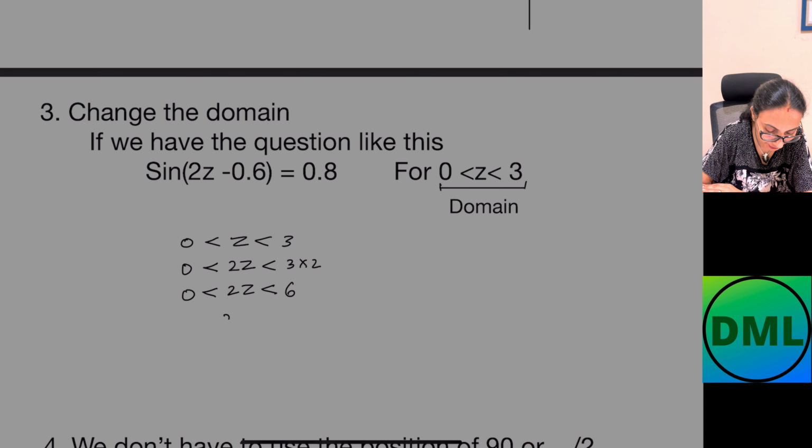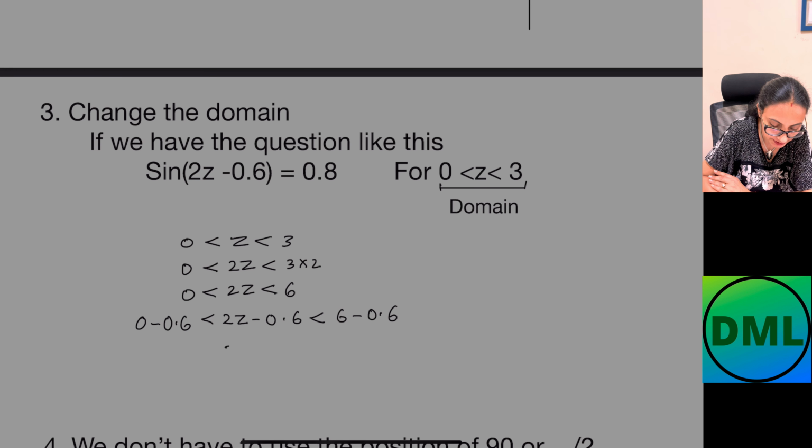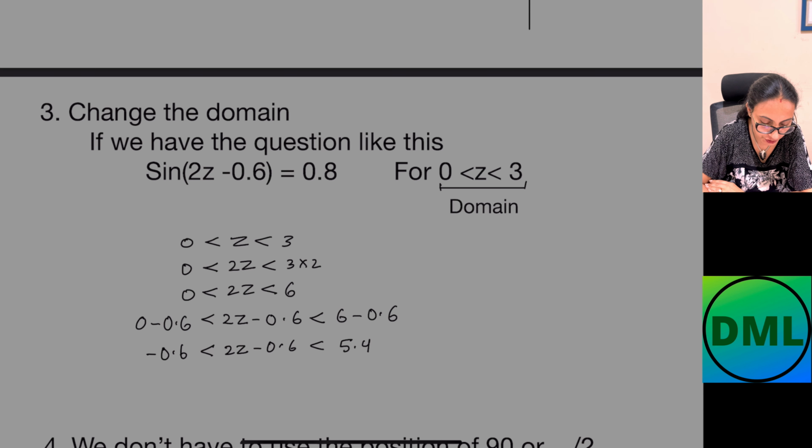We have to write down the value for 2z minus 0.6. I am subtracting 0.6 in the equation, so I need to subtract it from all the terms. 6 minus 0.6, I need to get the answer. 2z minus 0.6 is greater than negative 0.6, less than 5.4. Your actual domain is minus 0.6 to 5.4. You have to give all the answers in between them.